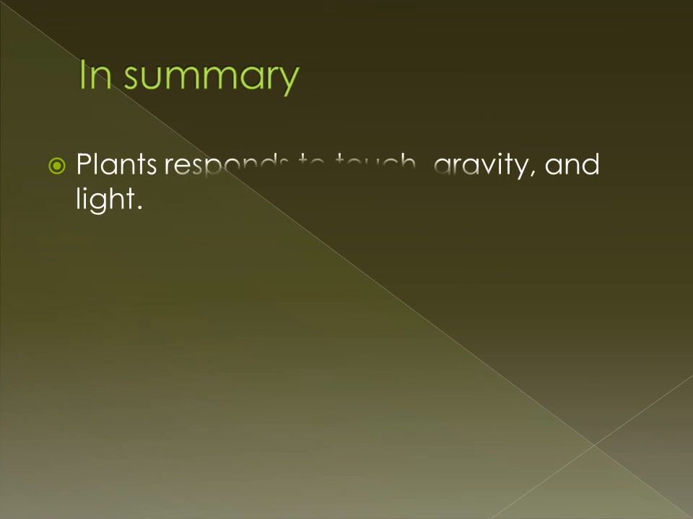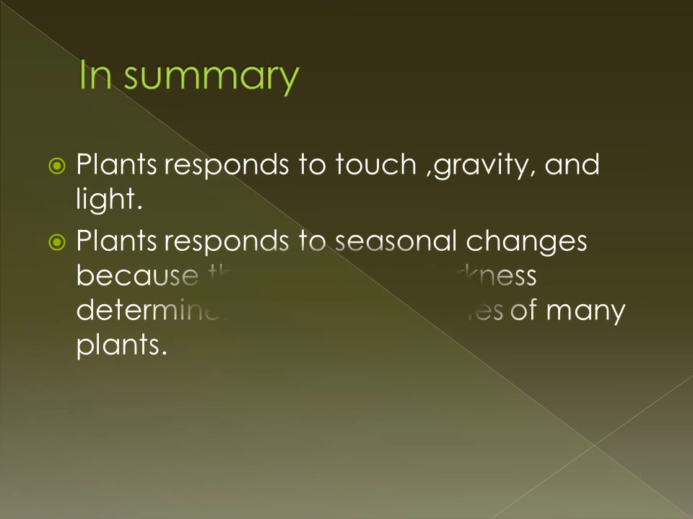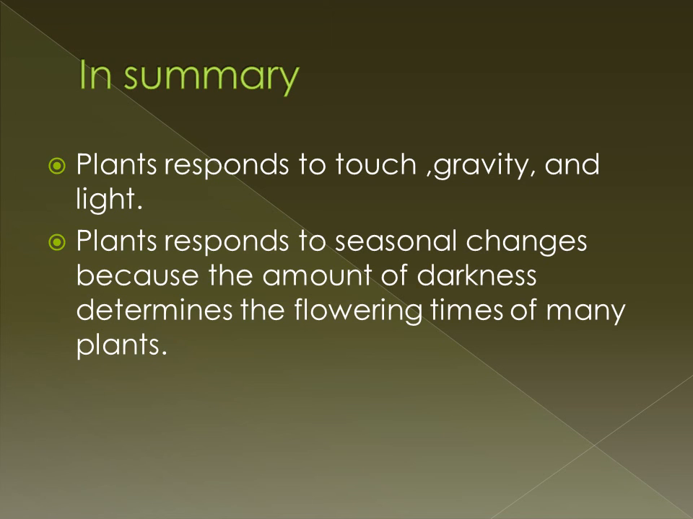So in summary, we can understand that plants respond to some stimuli like touch, gravity and light. We call that tropism. And plants respond to seasonal changes because the amount of darkness determines the flowering times of many plants.